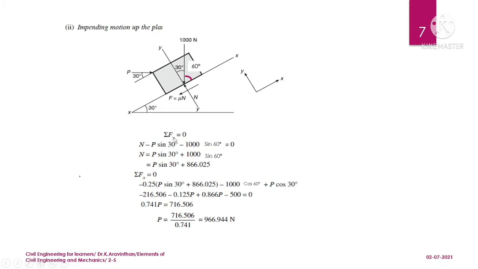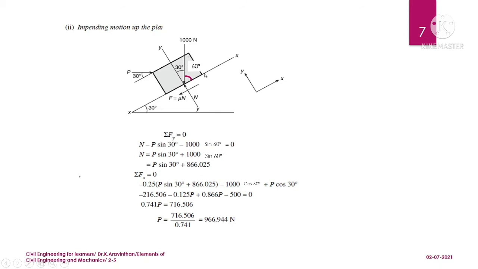If you resolve vertically, you will have 1000 sine 60 degrees, which will be downward, so minus 1000 sine 60 degrees, and the upward force will be N, which is plus N. You have an inclined force here, which is P sine 30 degrees, acting downward, so minus P sine 30 degrees. If you take the rest of the things outside, you can find N as P sine 30 degrees plus, if you simplify this, 866.025. Now you can resolve it horizontally.